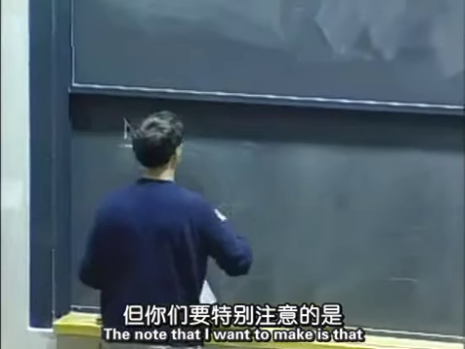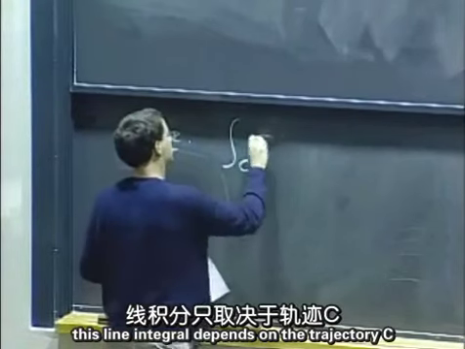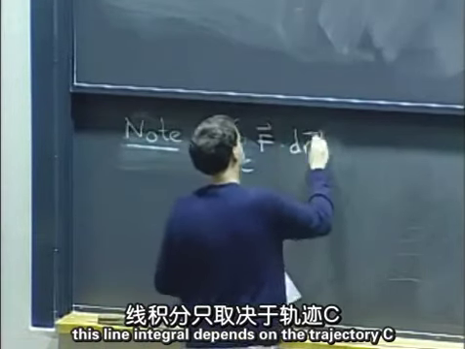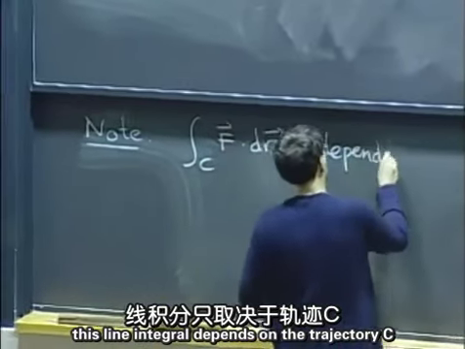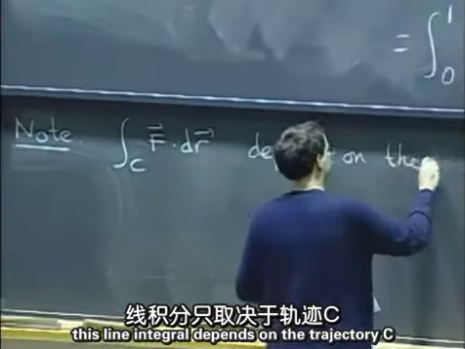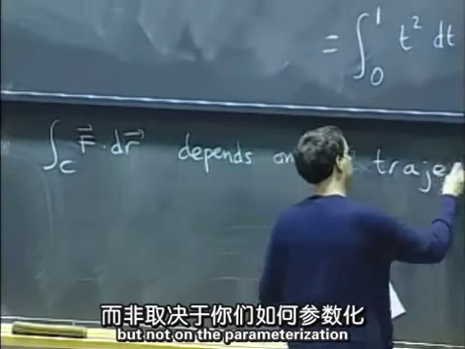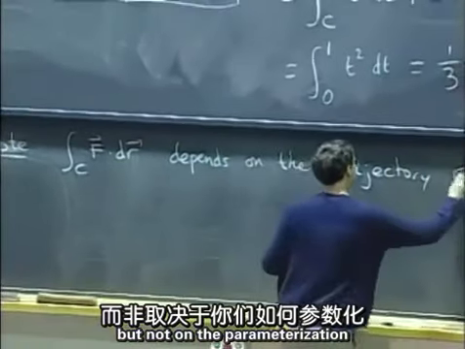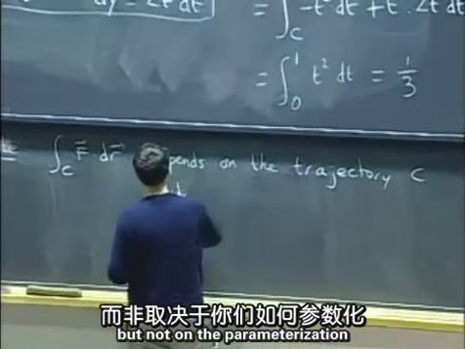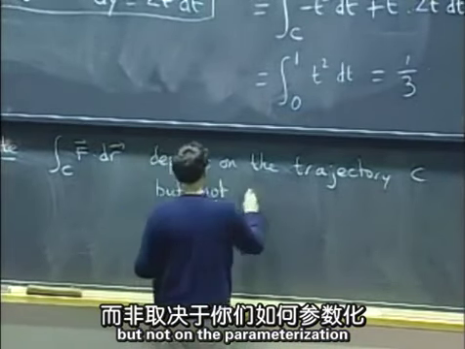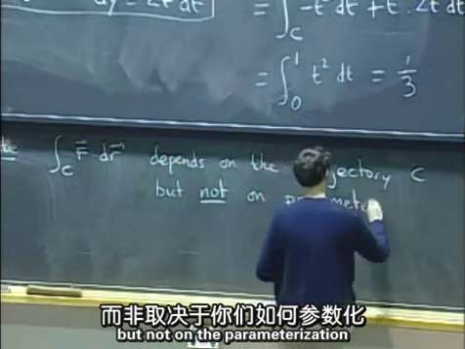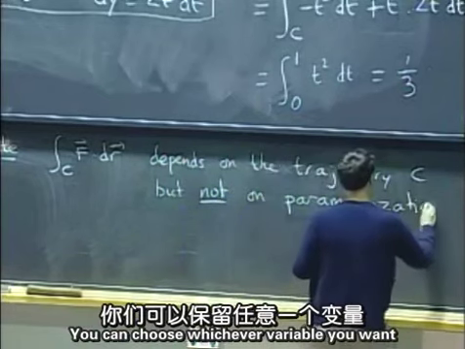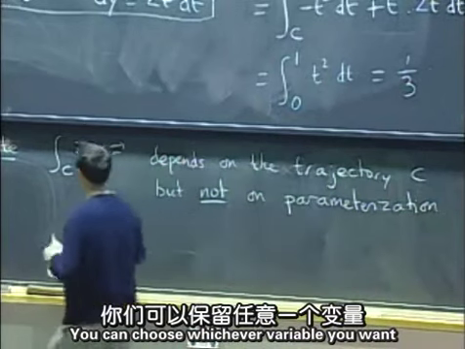The note that I want to make is that this line integral depends on the trajectory c, but not on the parameterization. Okay, so you can choose whichever variable you want.